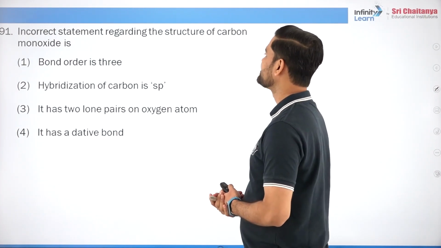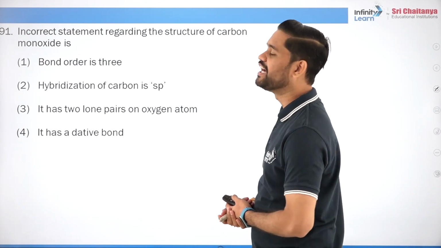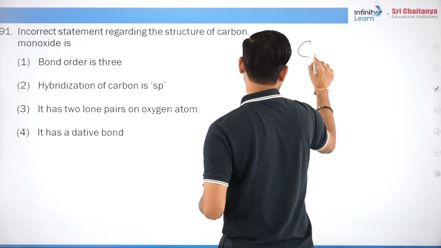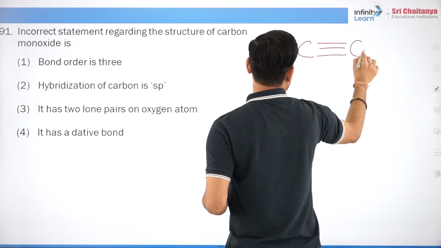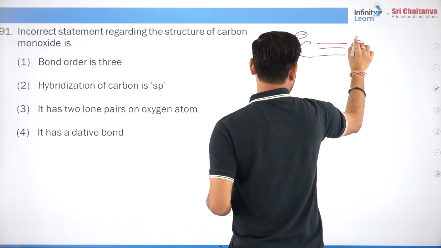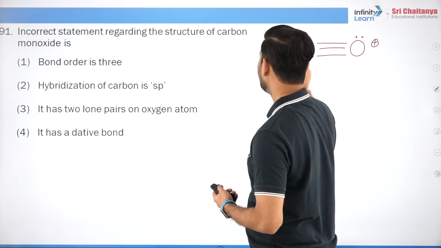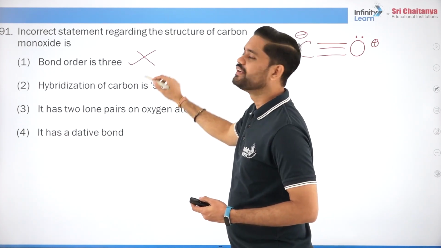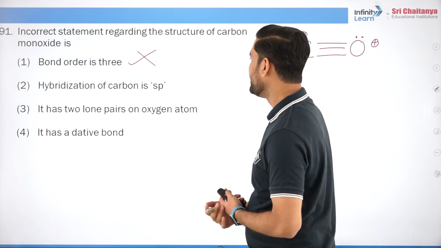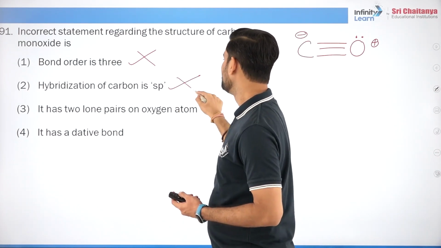Question 91, the incorrect statement regarding the structure of carbon monoxide. This is carbon monoxide. Bond order is three. Right statement, but not the right option. Hybridization is sp, true, but not the answer.